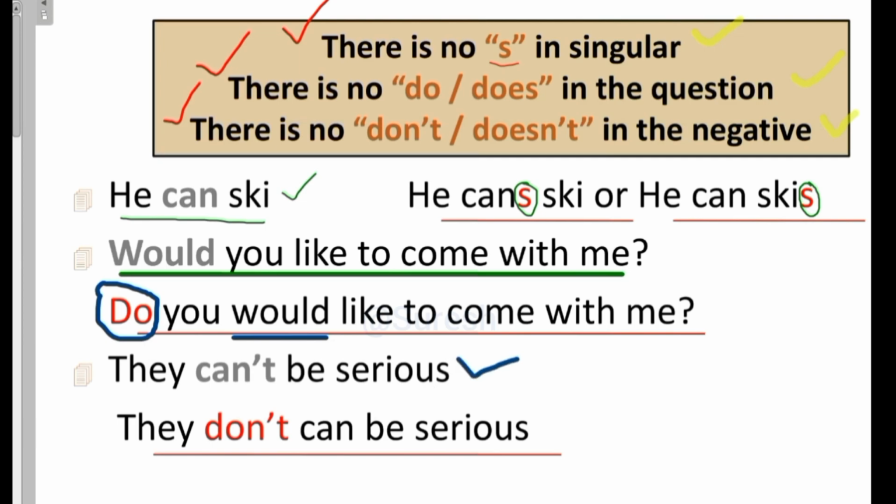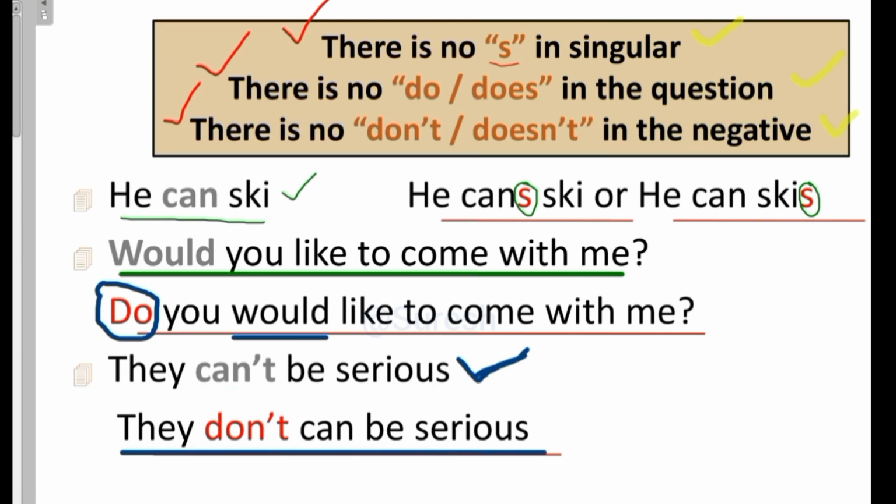And you see the third one: they can't be serious. They don't can be serious. See, the above sentence is correct. They can't be serious is correct. So we don't want to use any don't or doesn't in the negative sentence.